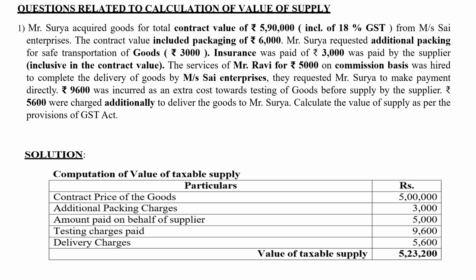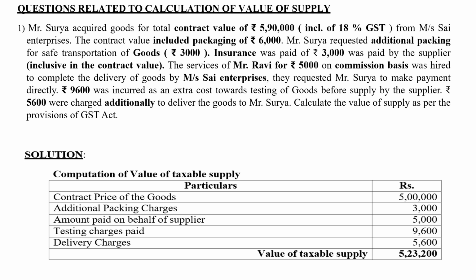The next is the service of Mr. Ravi for rupees 5,000 on commission basis, hired to complete the delivery of goods. Okay, so service of Mr. Ravi, this is for 5,000, and this we are going to include. So in our particulars we will write amount paid on behalf of supplier 5,000.